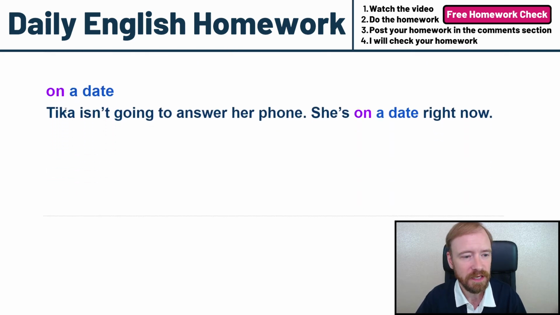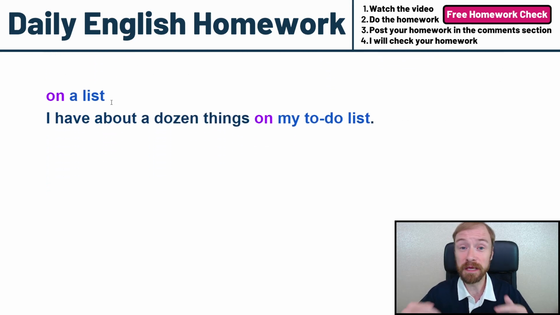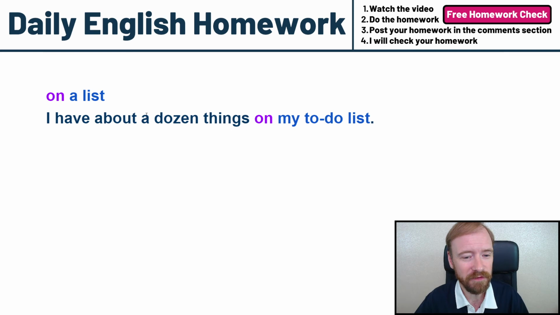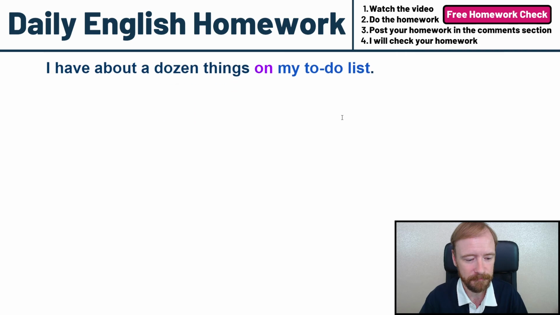On a date. I'm using one of my group members: she isn't going to answer her phone. She's on a date right now. That's what she's doing right now. On a list, you can be on a list. I have about a dozen things on my to-do list. So what do I need to do today? I put everything on the list.